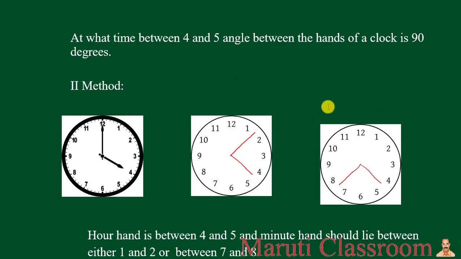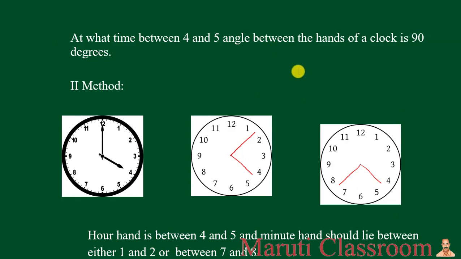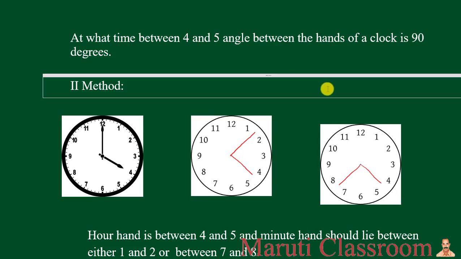Now let us do one more problem. At what time between 4 and 5 is the angle between the hands of a clock 90 degrees? I am not telling you the first method for this problem. If you are interested, you try on your own by observing previous problems. Now I am telling you the second method and third method for this.